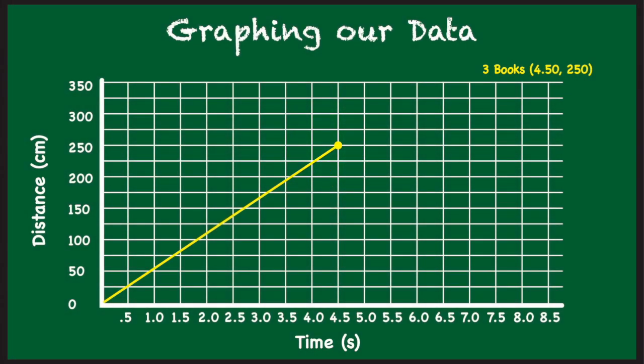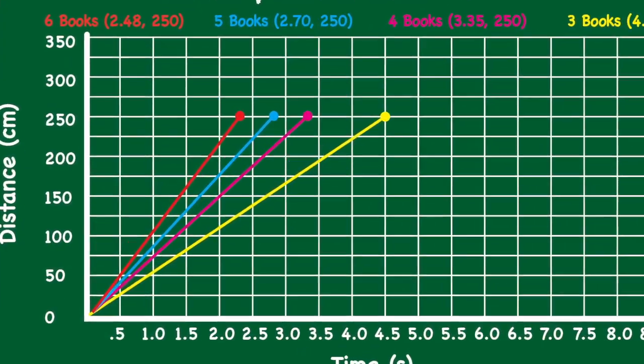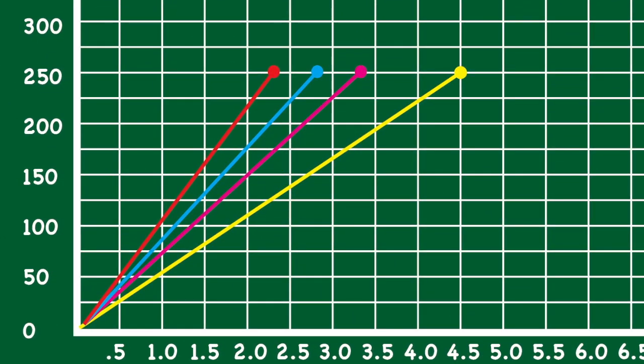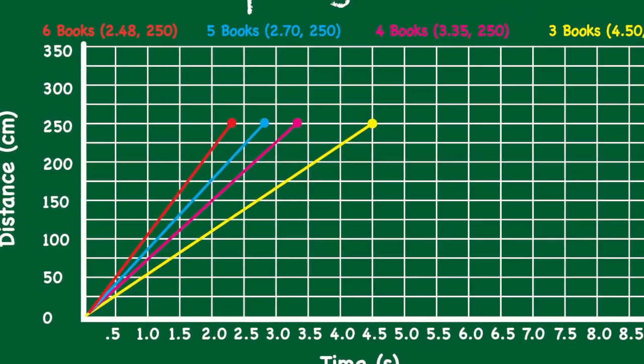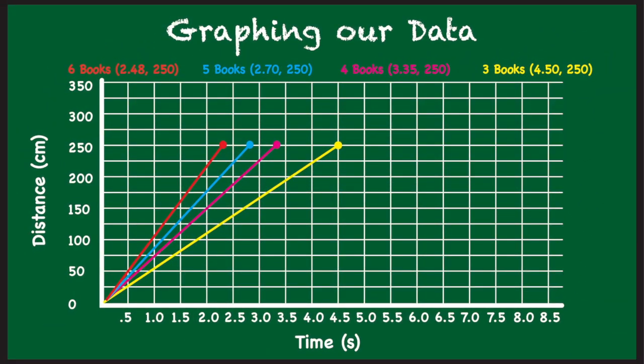Using this same method, we're going to plot the other lines for our other book heights. Elevating our ramp from 3 books to 4 books gives us another line that is even steeper than the previous one. Elevating our ramp by 5 books gives us an even steeper line than the 4 book height. Our final point for 6 book heights shows us the steepest line of all of them. Basically, this tells us that the car, even though it was traveling 250 centimeters every time, was able to cover that distance in a shorter period of time, which indicates it was speeding up.